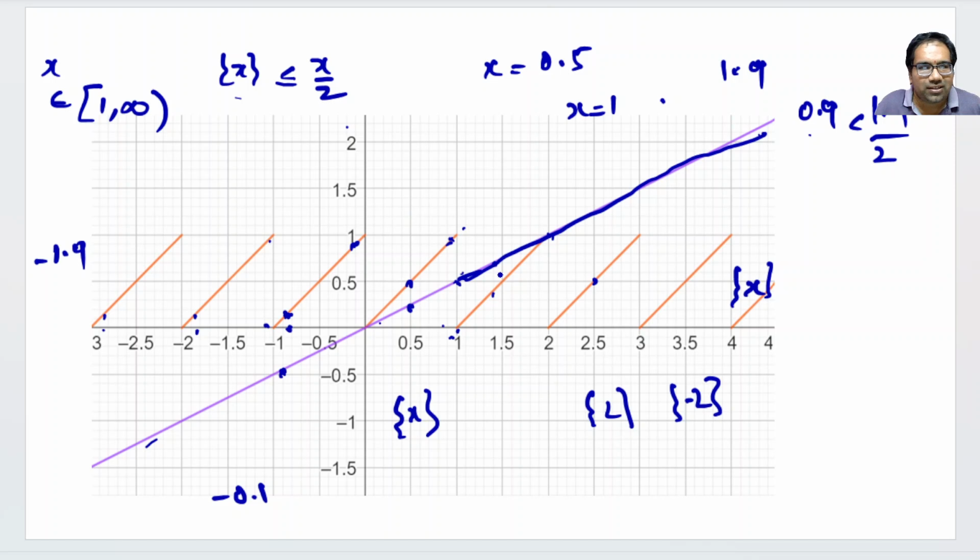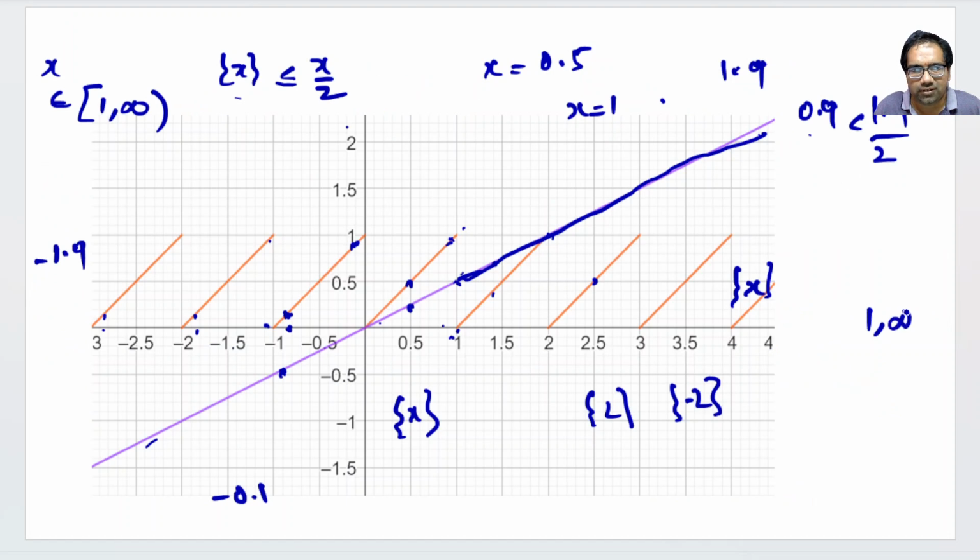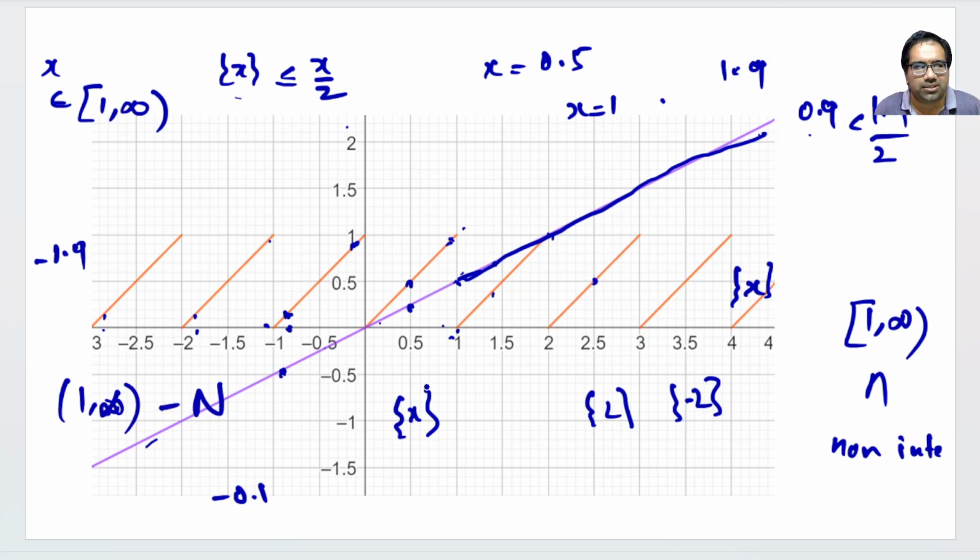Now, what are the two sets that we have? One is all non-integers, as per this, and the second one is 1 to infinity. The intersection of 1 to infinity and non-integers. What does that mean? 1 to infinity minus all natural numbers, for example 2, 3, 4, 5, whatever, which are the positive integers, or Z plus, whichever way you call it.